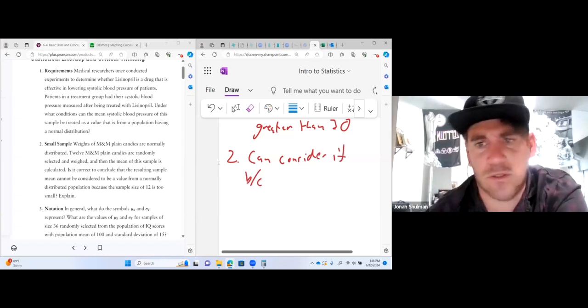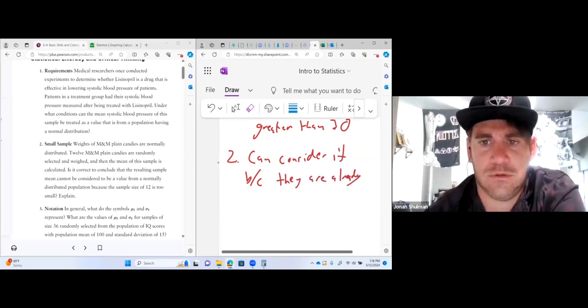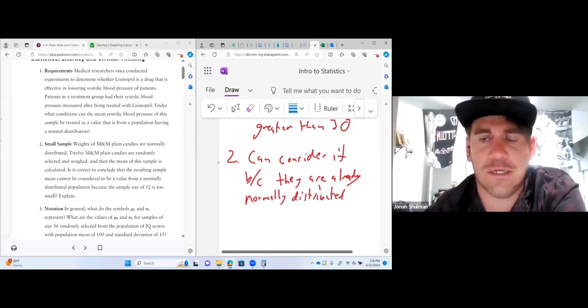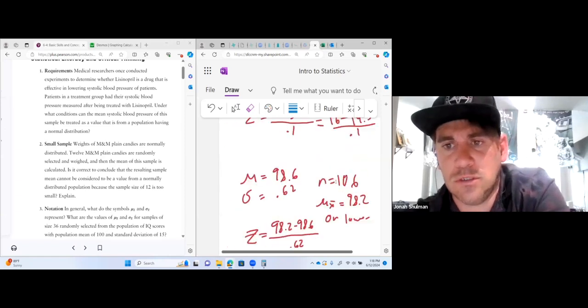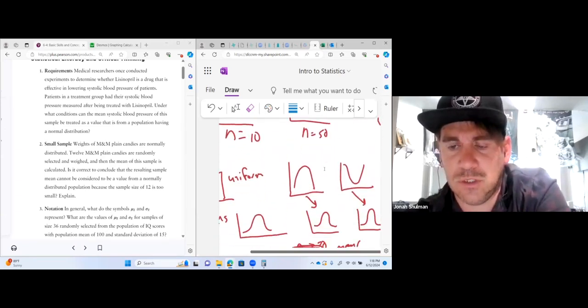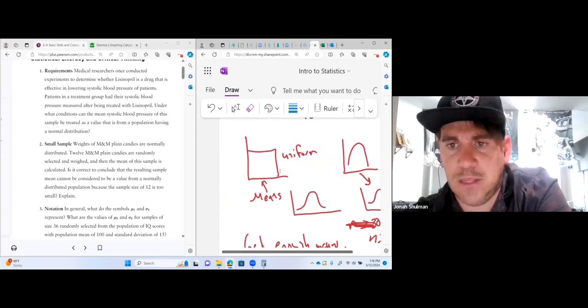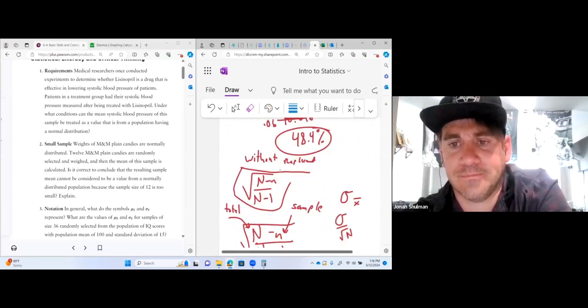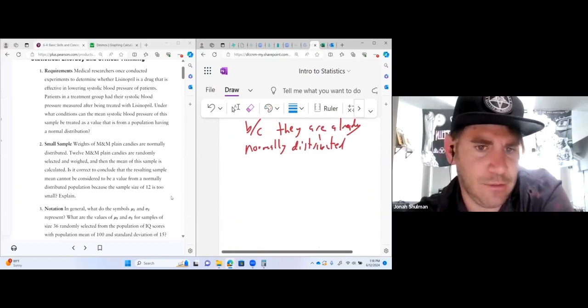Because it says right here that they're already normally distributed. So as long as it's already normally distributed, we're good to go. If it's weird and we have more than 30, we can change it. All right, let's go to 3.